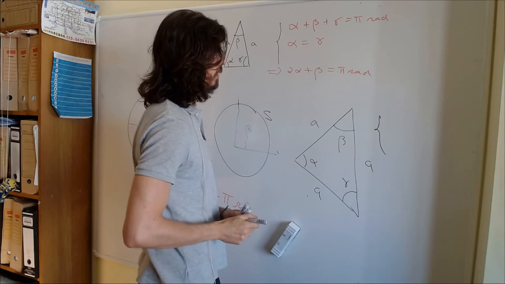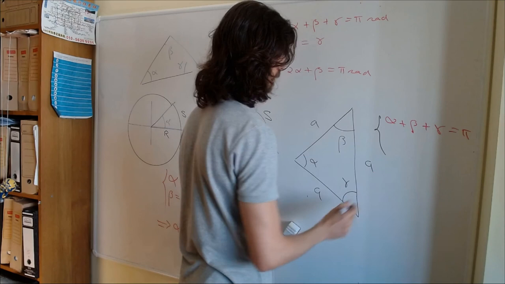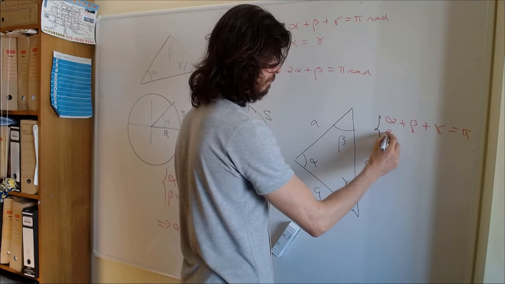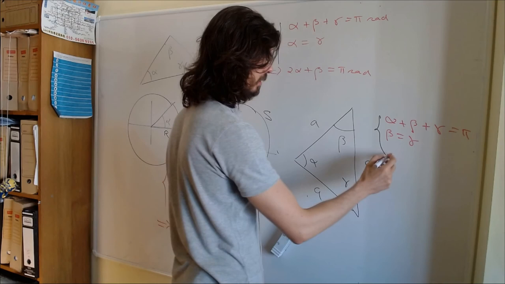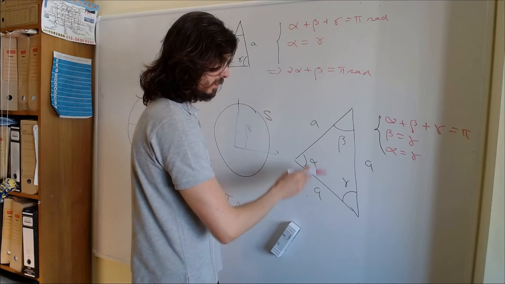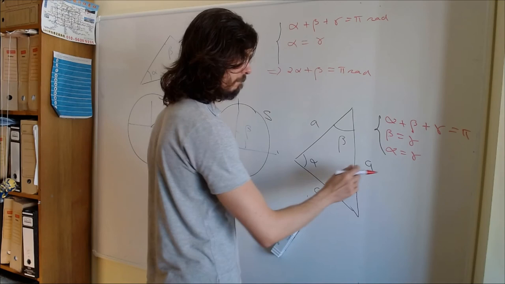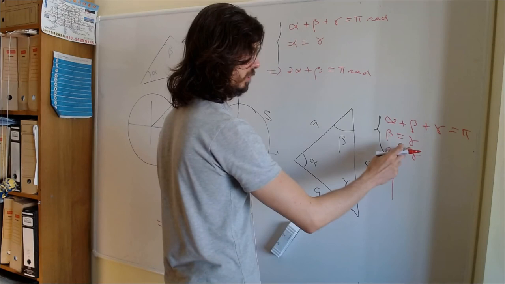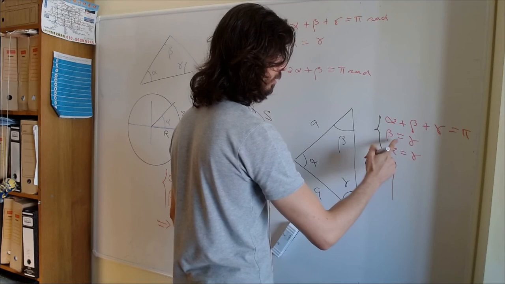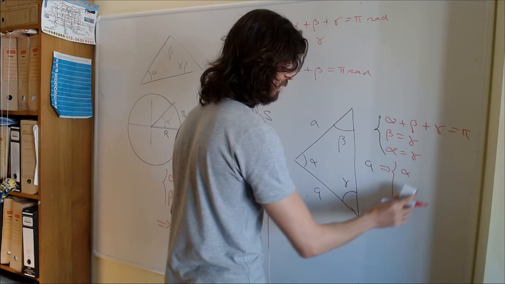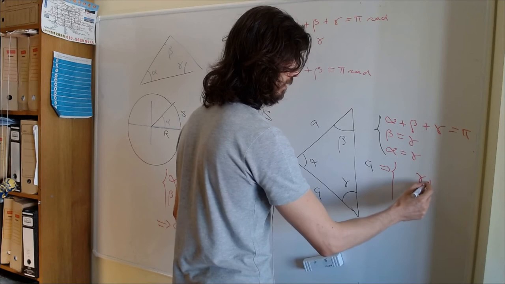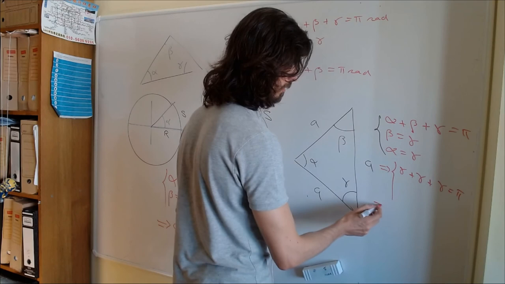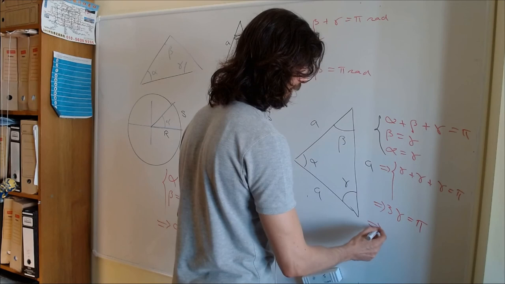Again, alpha plus beta plus gamma is pi. But because these two sides are the same, beta and gamma must be the same. And because these two sides are the same, alpha and gamma must be the same. Of course, you can repeat the argument to say that alpha and beta must be the same, but you just need these two equations. Now this implies, let me do it step by step, you substitute beta by gamma and alpha by gamma, so you have gamma plus gamma plus gamma. But this is 3 gamma equals pi, which implies that gamma is pi over 3 radians.